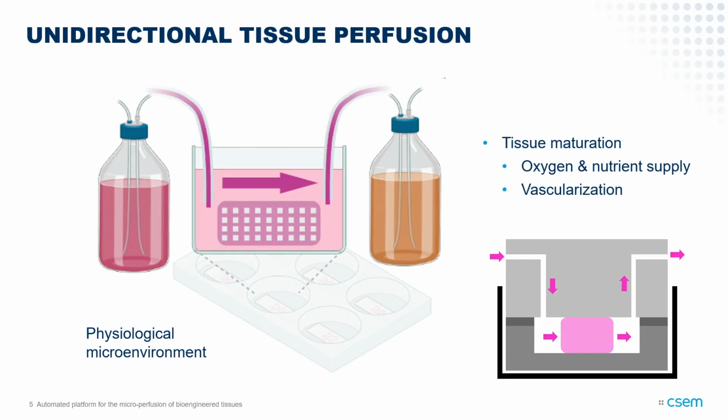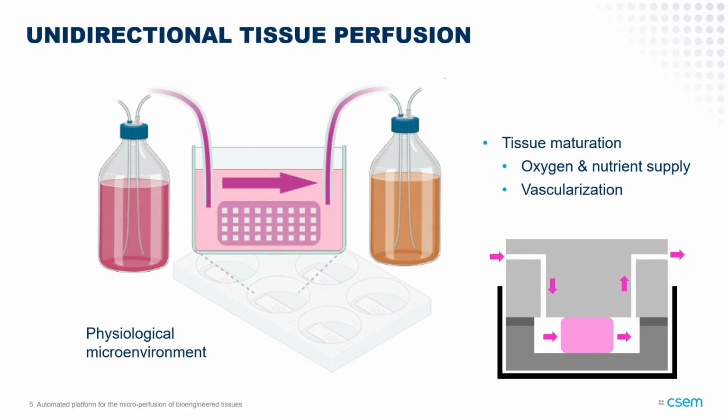If we want to reproduce the physiological microenvironment, we need to perfuse, we need to flow liquid in the tissue. And as in the body, we have unidirectional perfusion. So we want to focus on unidirectional perfusion in a well plate here. And also, ideally, in the case of tissue, we would like to perfuse through a tissue, so to have a tissue in a closed chamber and address the perfusion.